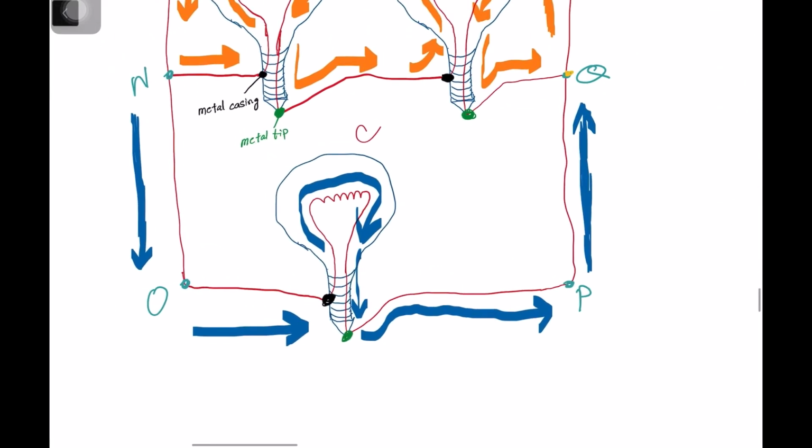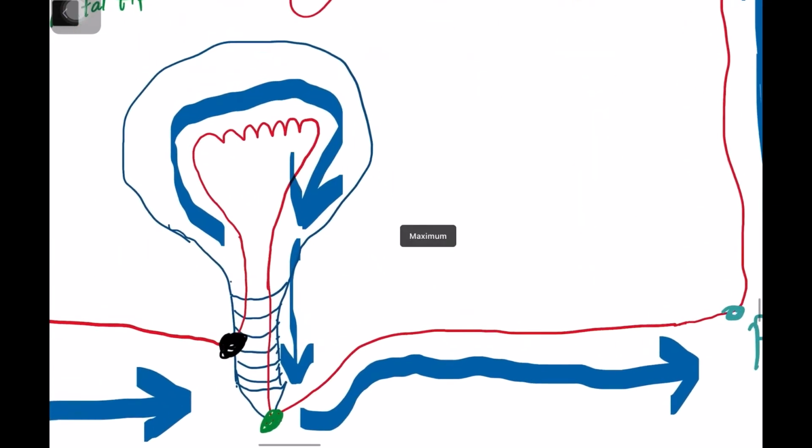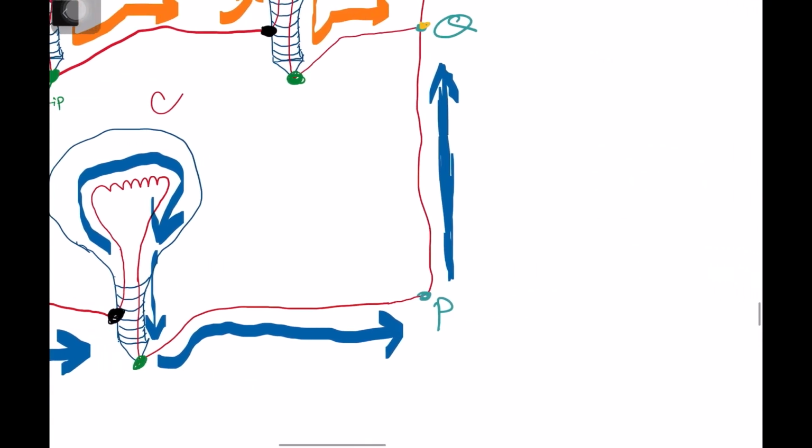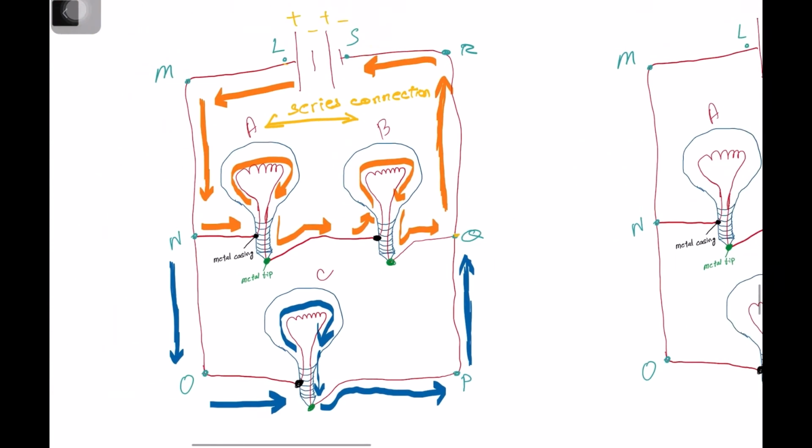So yeah, electricity would flow from point N to O, then from O inside the bulb. Now again, the bulb is intact. There is no break in the filament, so the current will continue to flow out of the bulb to point P, where it then eventually returns to the negative end of the battery at S. So this is how the closed circuit would be for this setup.